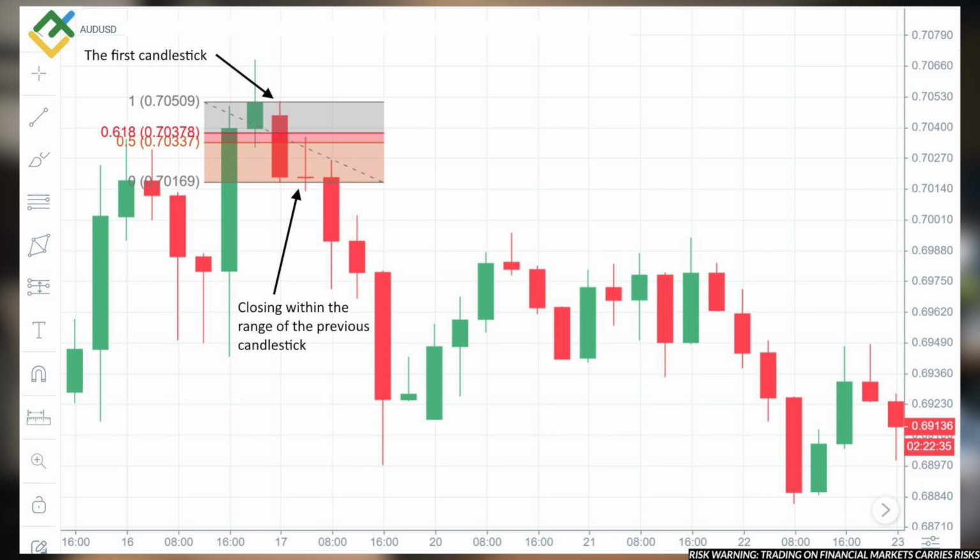Point number 4, in the shorter time frame, a candlestick with an upper shadow equal to or longer than the candlestick's body. I will call it a rebound candlestick that marks the price rebound from the resistance level.